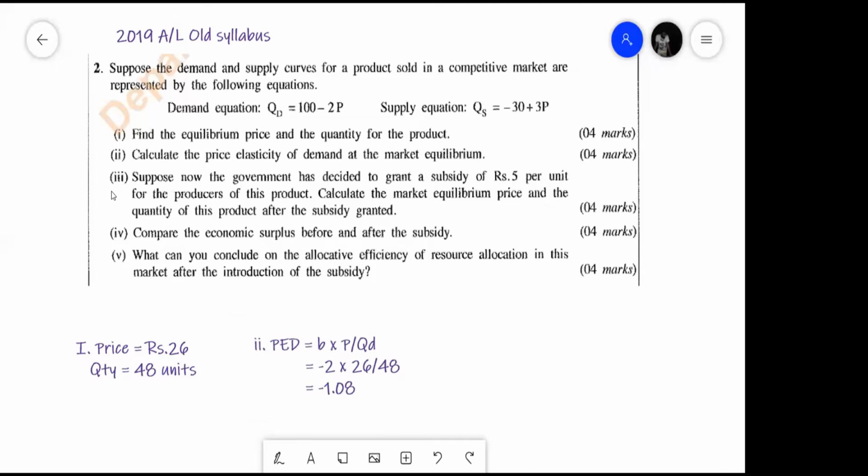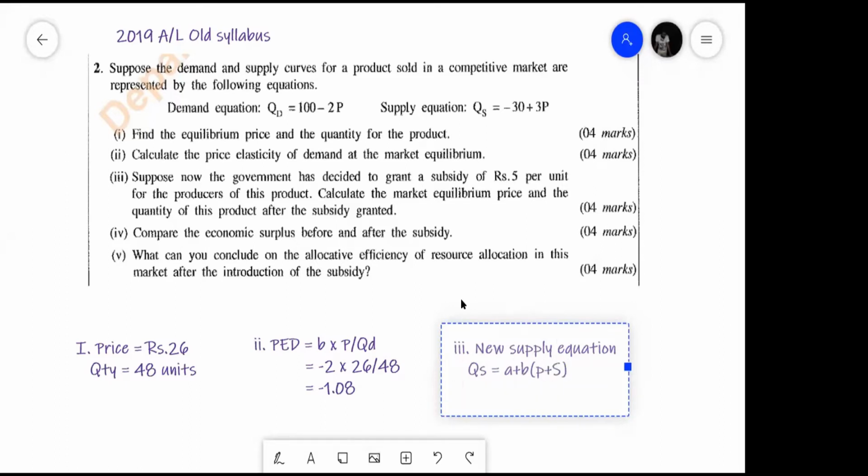And then part 3. Suppose now the government has decided to grant a subsidy of 5 rupees per unit to the producers of this product. Calculate the market equilibrium price and quantity after the subsidy is granted. I'll ask you a few questions. Number 1, what is the new supply equation after the subsidy? I've made this 100 times now. New supply equation after subsidy: QS equals A plus BP plus S. How much do we get? QS equals 50, minus 15 plus 3P.